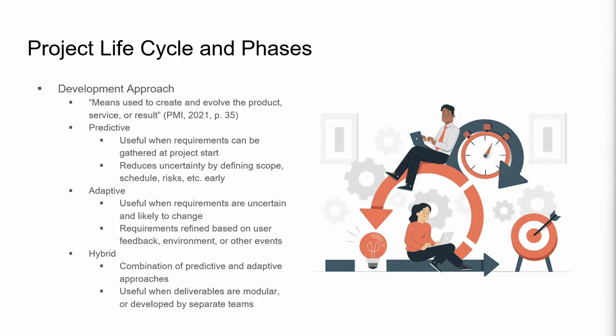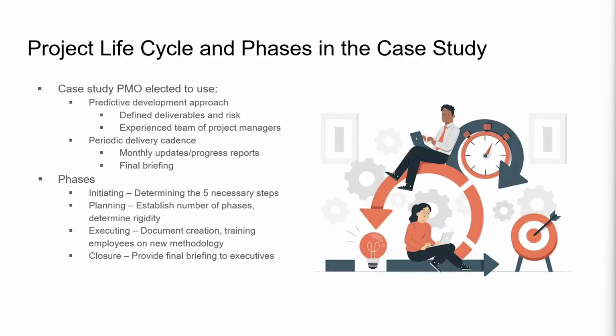The final approach is a hybrid method. This is a combination of both the predictive and adaptive approaches. This development approach is most useful when project deliverables are modular or developed by separate teams. In the given case study, the Project Management Office elected to use a predictive development approach. They had well-defined deliverables and risks and an experienced team of project managers working on the deliverables.